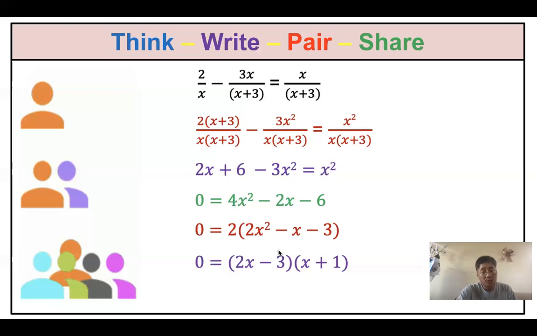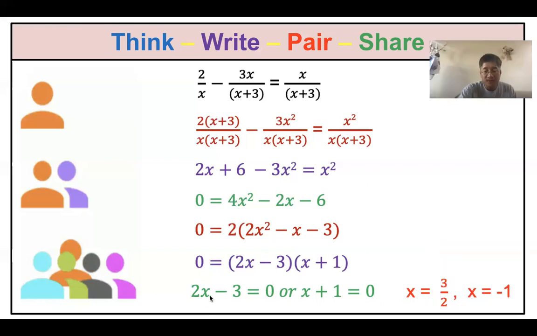Then what do we do? Next, we set this equal to 0. 2x minus 3 equals 0, x plus 1 equals 0, and solve for x. You are done, right? x equals 3 over 2 from here, x equals negative 1 from this one.